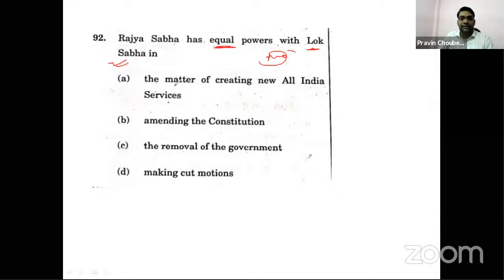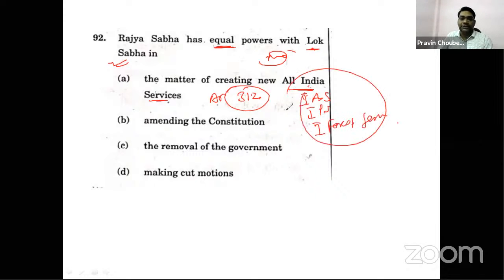So the first one is the matter of creating new all India services. Under Article 312 of the constitution, this is the sole right given to the Rajya Sabha. Rajya Sabha has the power to create all India services. How many all India services do we have right now? We have the Indian Administrative Service, Indian Police Service, and Indian Forest Service. So 3 all India services. The power is given to the Rajya Sabha only, so this is not equal power.